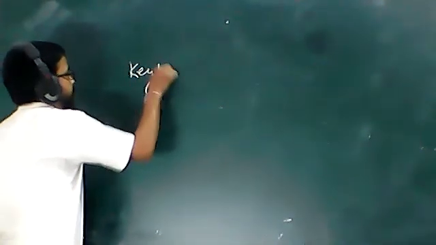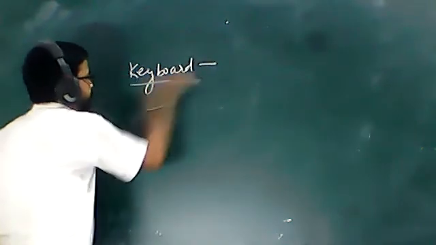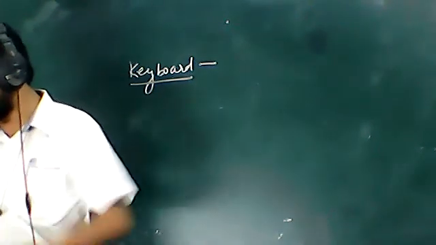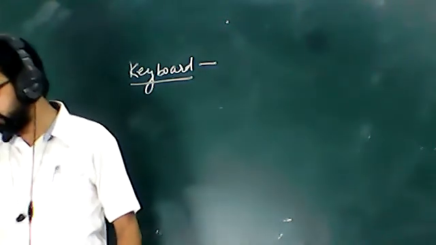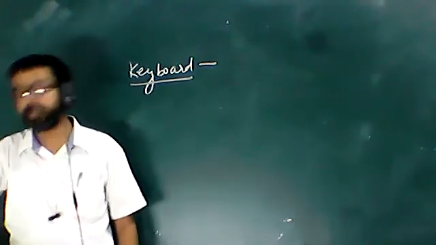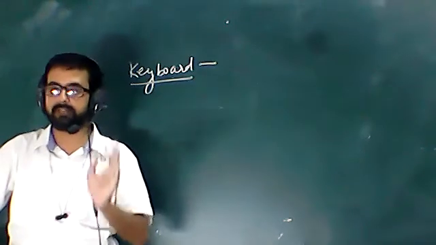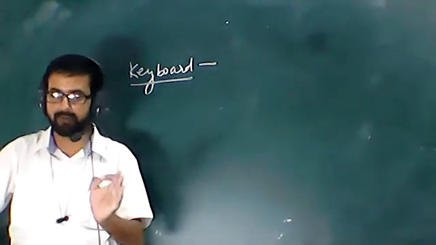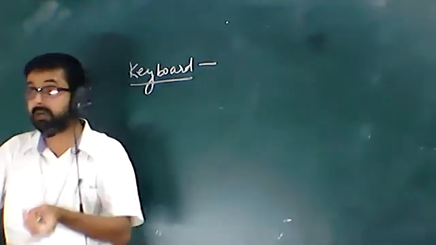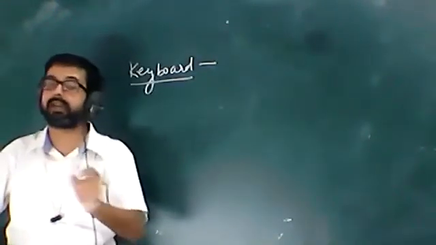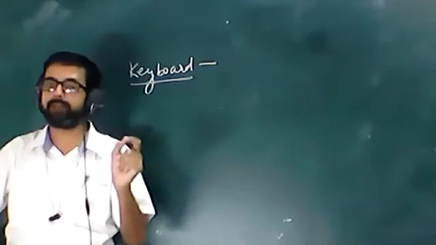Your first input device is the keyboard. See, what does your book say? Keyboard is a typewriter-like device which is used to type letters, digits, and commands. If you want to give instruction to the computer in the form of letters, numbers, special characters, or commands, for that we use what? Keyboard. Keyboard is a type of input device.